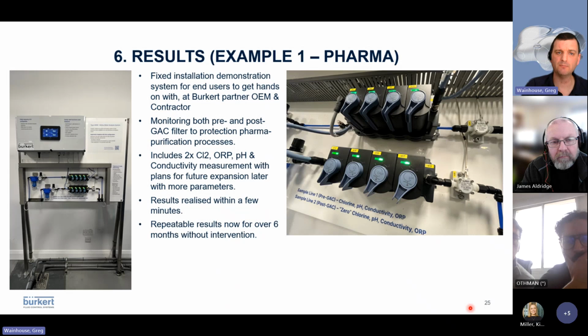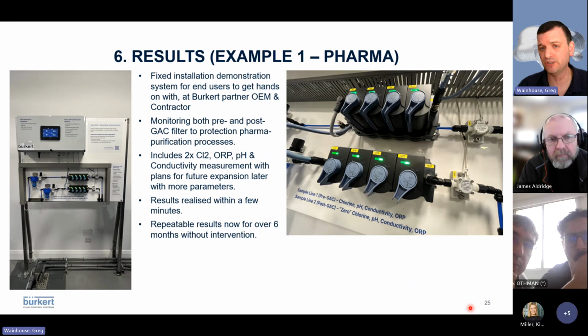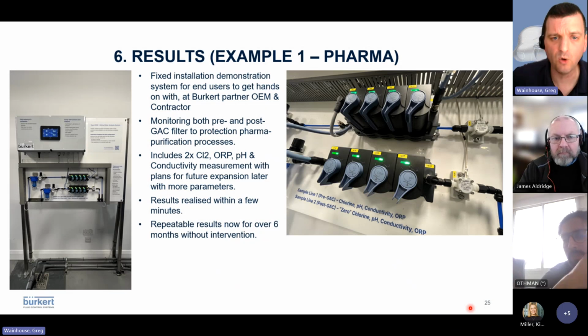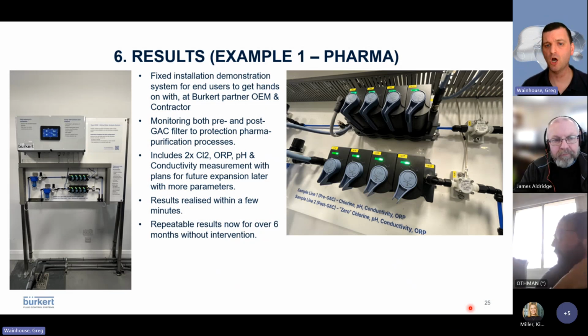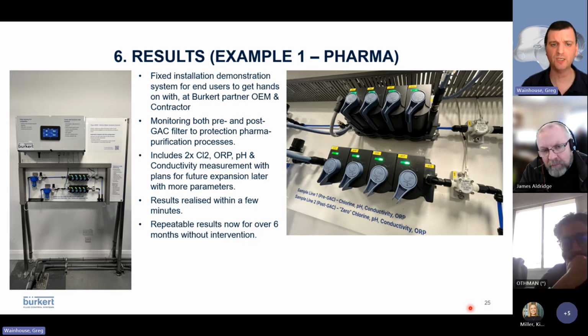And we are measuring both pre and post filter as well. So it's protecting the purification process, which is downstream. And on each line, I must admit, we have gone over the top, but it's just to showcase what we have. We can see that we've got ORP, pH, free chlorine and conductivity on each line as well.